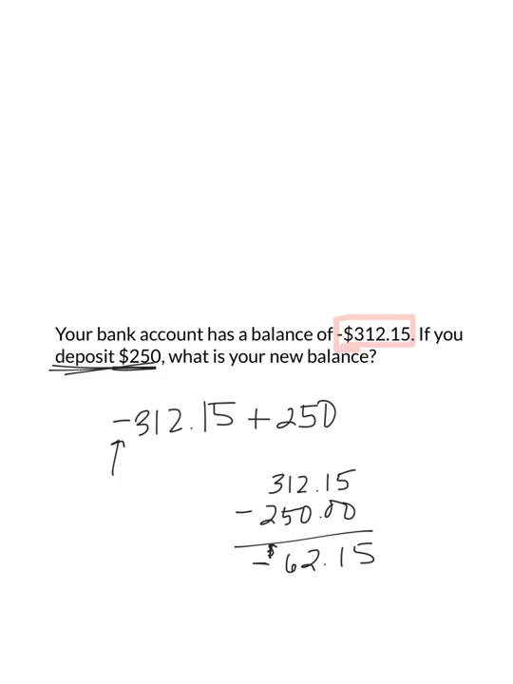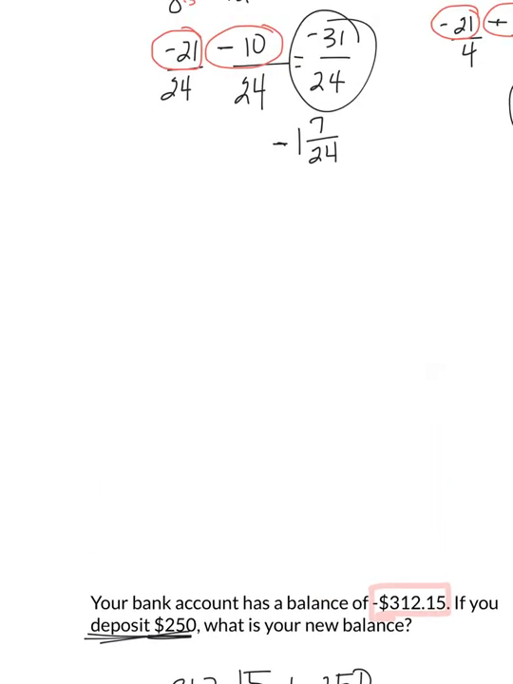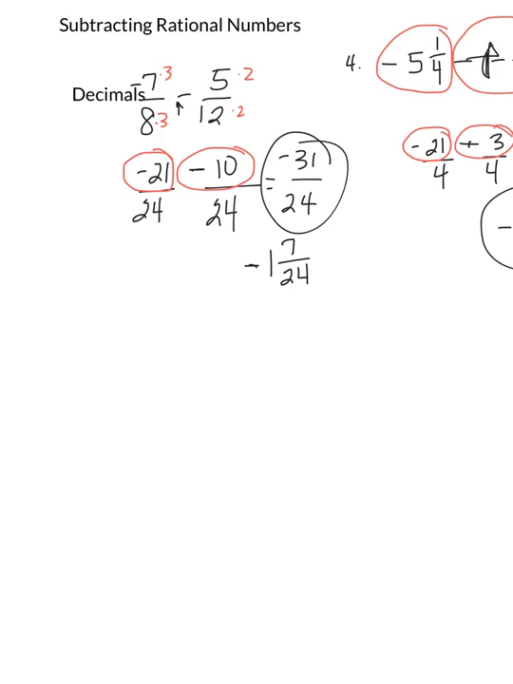So when you are subtracting any type of number, any type of real number, we're going to use those rules that we learned with integers, where we're going to just look at it and we're going to circle those terms. Like in this first problem here, it was looking at the negative 21 and a negative 10. And then we're going to go back and apply our rules for adding integers.